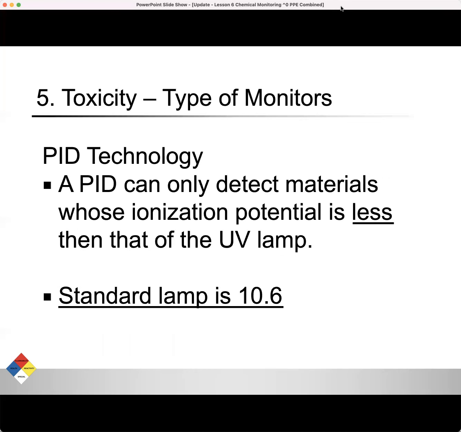Also, the PID can only detect materials whose ionization potential, its IP, is less than that of the UV lamp. The standard lamp is 10.6. So any chemical that you're wanting to detect has to have an ionization potential less than 10.6. Sorry about the spelling mistake. I'll fix it.